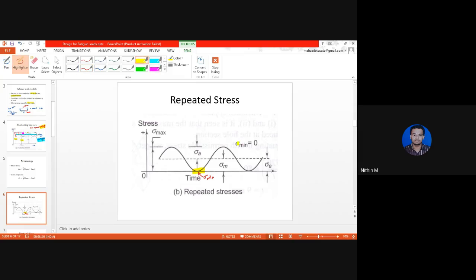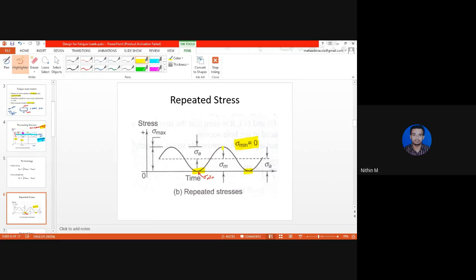As you can see, the value of the minimum stress is 0. Beginning with 0, it is reaching a maximum value sigma max, and after a certain interval of time, it is again touching back the x-axis. It means to say that the minimum stress induced in the component is 0. If the minimum stress induced in the component is 0, then the curve will start from 0.